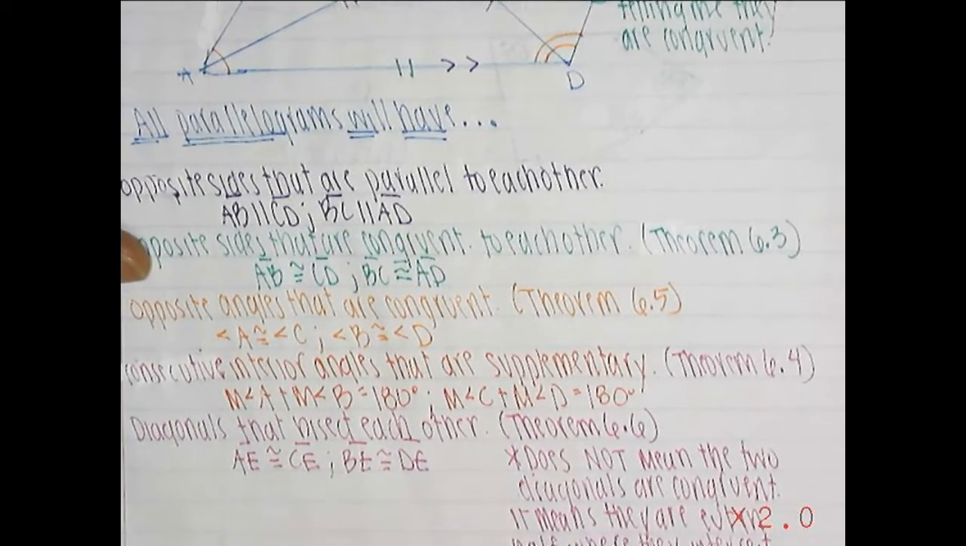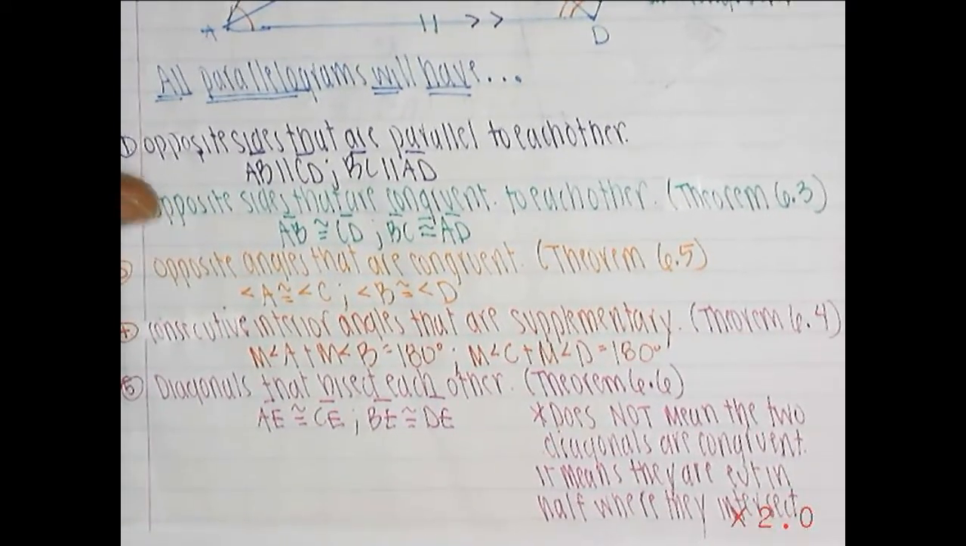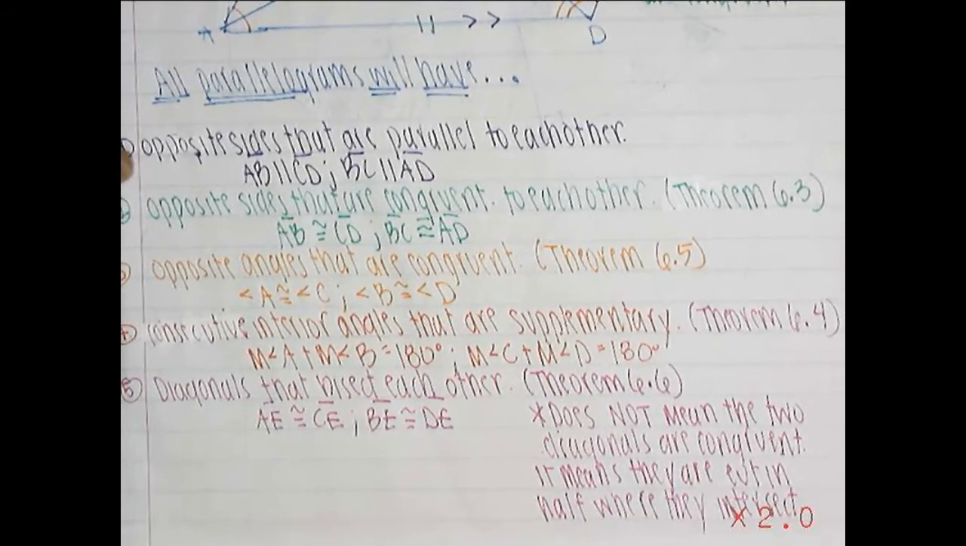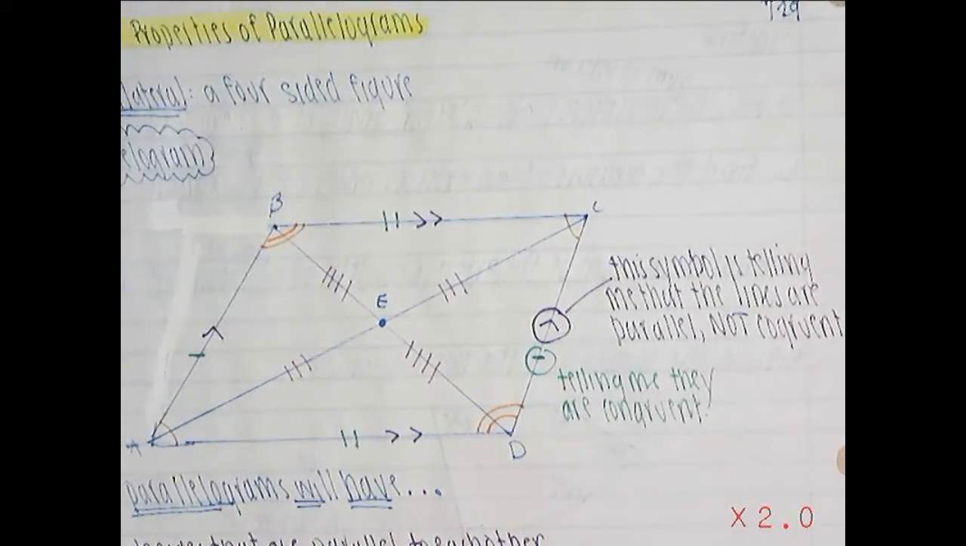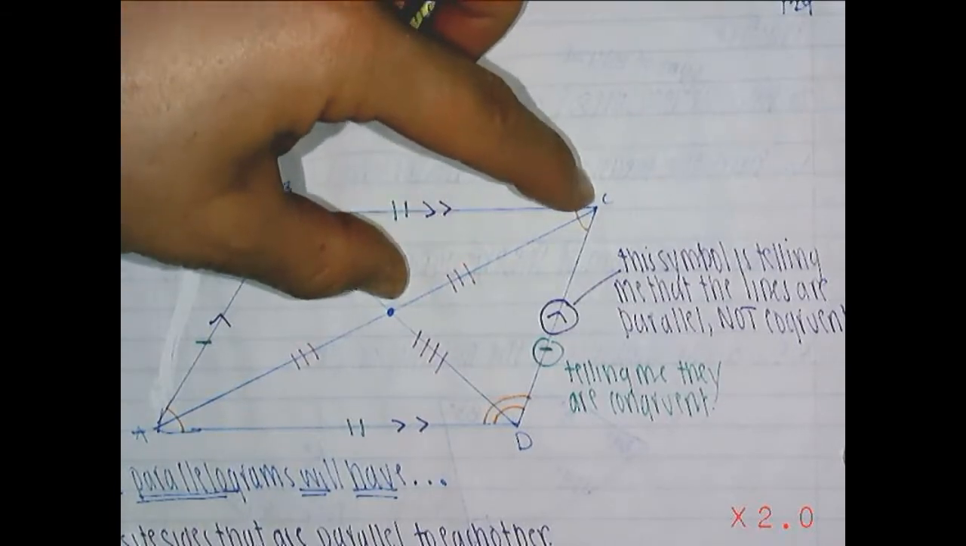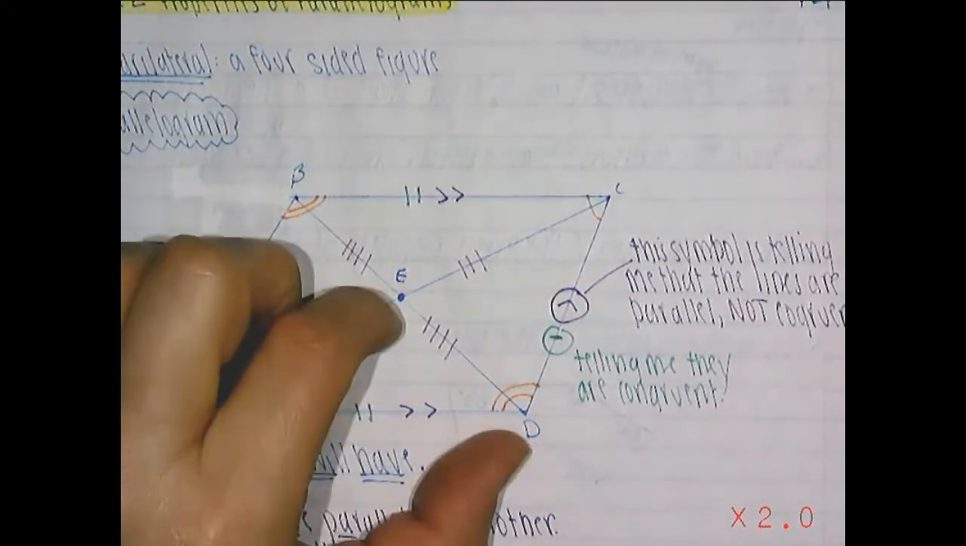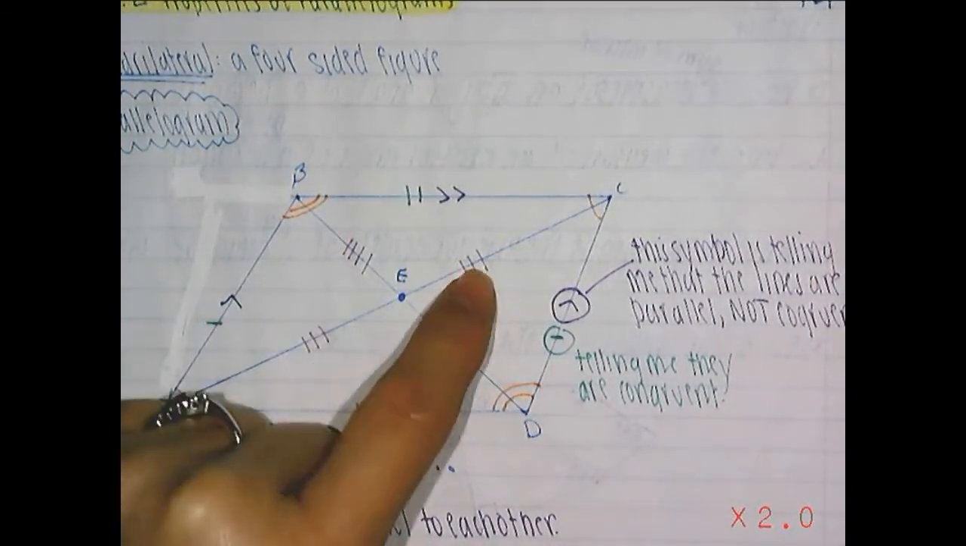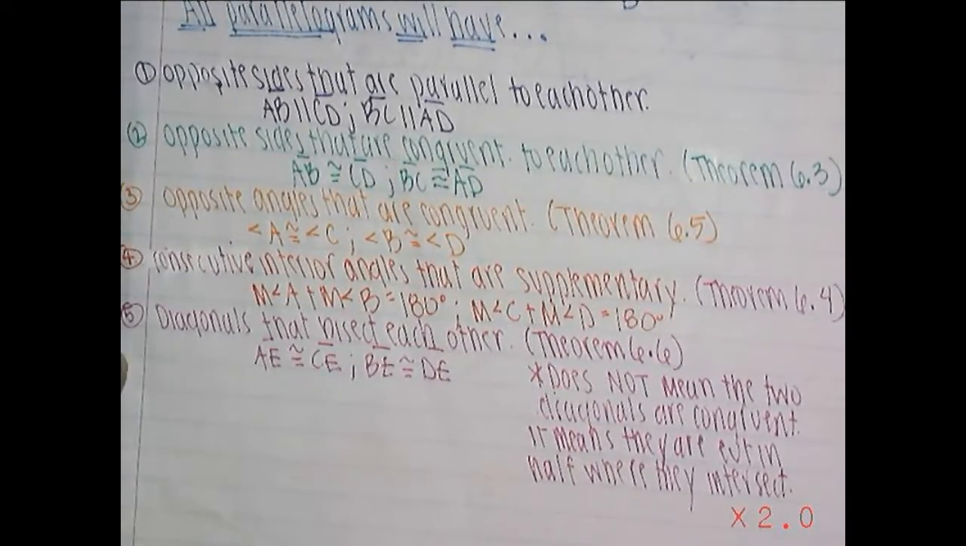And then this next one, diagonals that bisect each other. So right up here, if you look, these are our diagonals, and another diagonal. Where those diagonals intersect, they bisect each other, meaning that AE is congruent to EC, and that BE is congruent to ED. So if I know that AE is 12, then I also know that EC is 12, right? They bisect each other. And that's about all you need to know for the properties of a parallelogram.